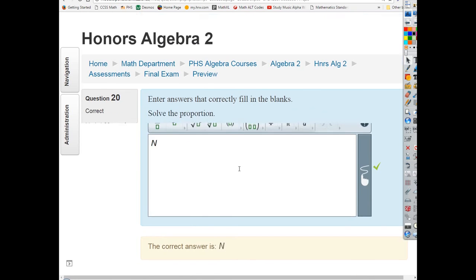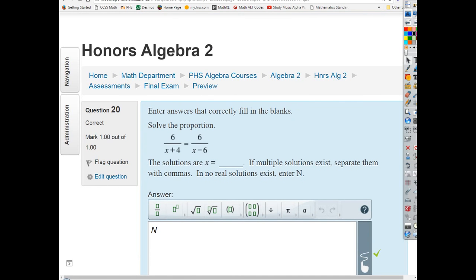Okay, that's the right answer, but let's do another one where the answer is not equal to n. Here's another one, same deal. We've got a proportion, so once again, we could solve this by just cross multiplying. There's a cross product that would be equal to that cross product.